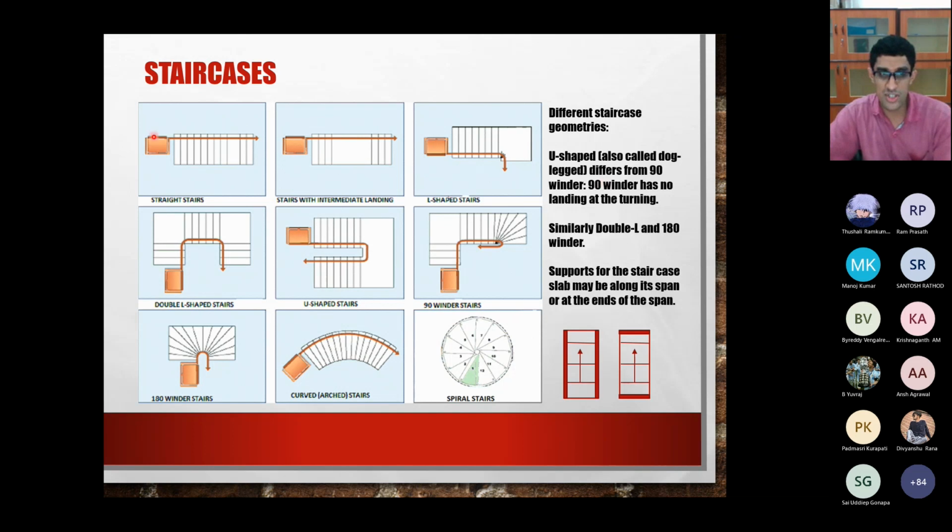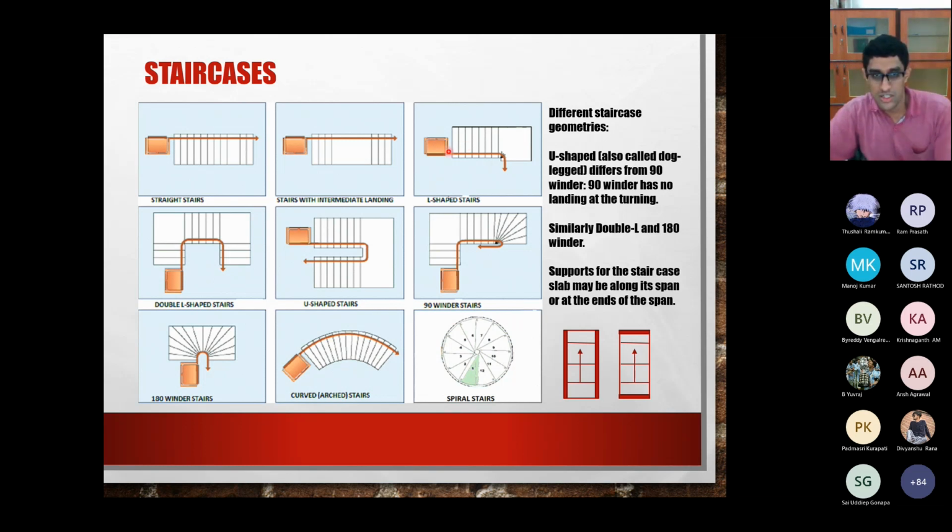Depending on how the landing is, you have different things. You have a straight staircase with no landing, just direct bottom to top. Or if it's a very tall staircase and you don't give a landing in the middle, people will lose their breath. For example, in railway stations, when you cross the platforms, it's not one staircase from the bottom to top. It will have a landing so that people can breathe.